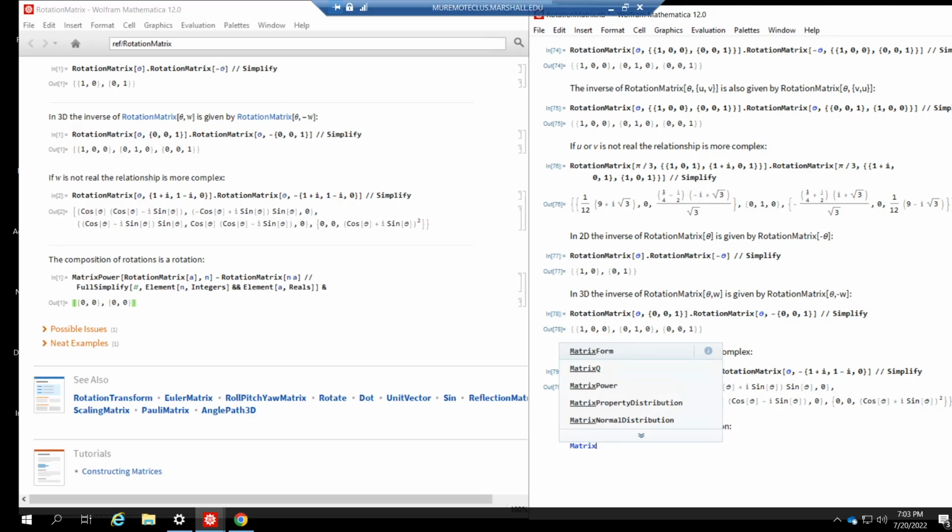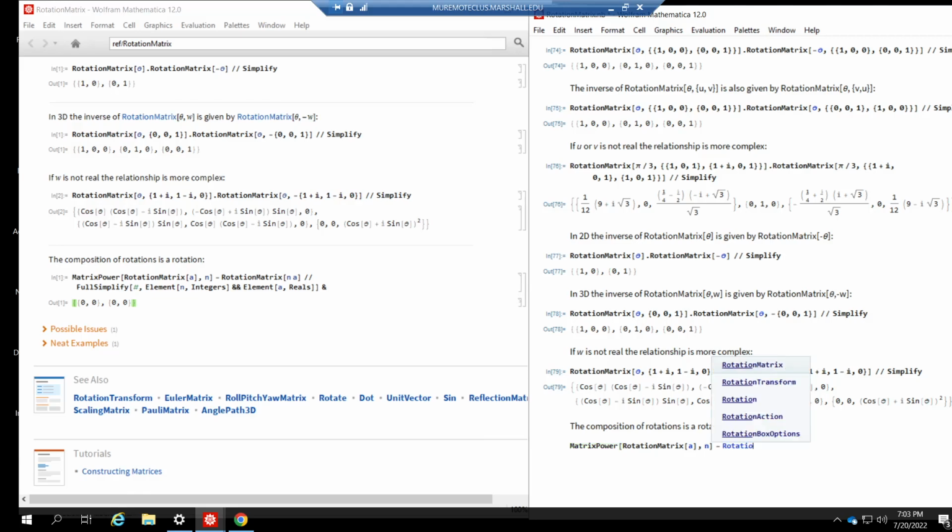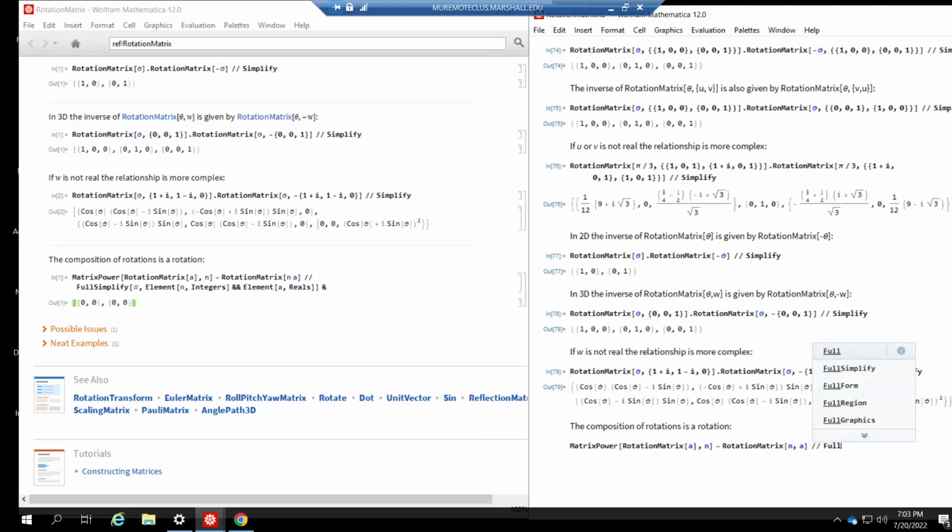The composition of rotations is a rotation. MatrixPower[RotationMatrix[a], n] minus RotationMatrix[n, a]. FullSimplify. This is a lot of fun. This is great fun. Element, let me see if this will work. An element of integers and a element of reals.